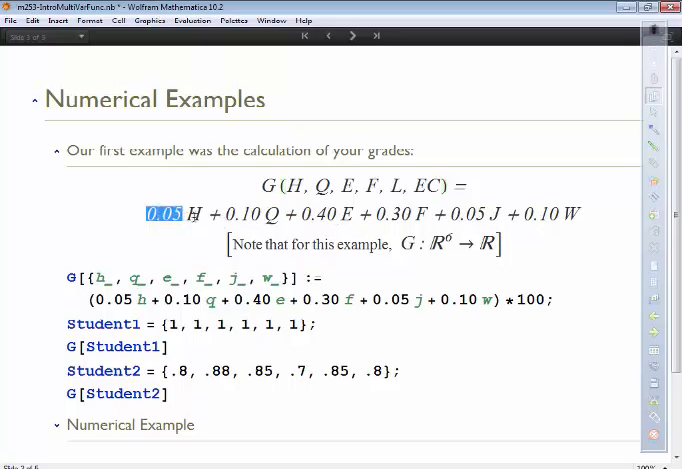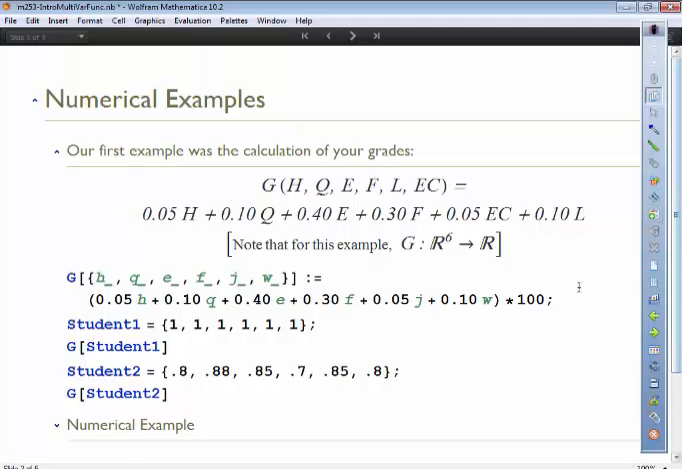5% of your grade is contributed by the homework. 10% of your grade is contributed by quizzes. 40% for exams. 30% for your final. Let's say 5% is extra credit, and 10% is with the lab. So this is another example of a function of several variables. And the numbers that you put in would be those variables. Okay? And there's some examples here, but we won't worry about examples.